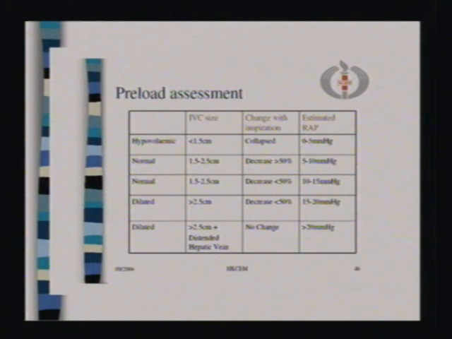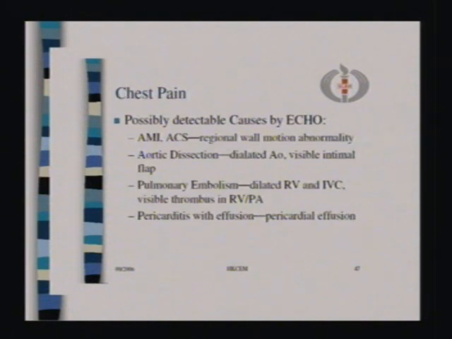With normal size, 1.5 to 2.5, it decreases more than 50% with inspiration. Estimated right atrial pressures will be 5 to 10. In patients with a dilated IVC, size is more than 2.5 and the change with inspiration is less than 50%. Estimated right atrial pressures are 15 to 20. And when it is very dilated, more than 2.5, plus distended hepatic veins and no change with inspiration, the estimated right atrial pressures are more than 20.